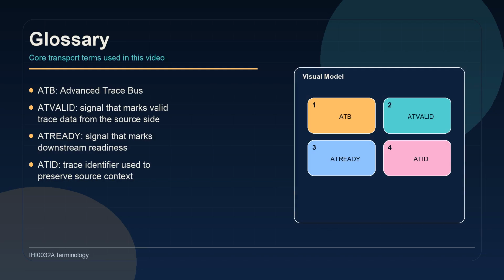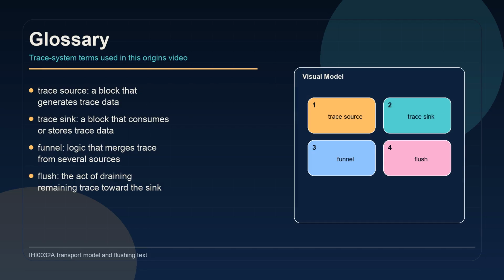ATB means Advanced Trace Bus. ATVALID marks valid trace data from the source side. ATREADY marks downstream readiness. And ATID is a trace identifier used to preserve source context. A trace source generates trace data. A trace sink consumes or stores it. A funnel merges trace from several sources, and flush means draining the remaining trace toward the sink.